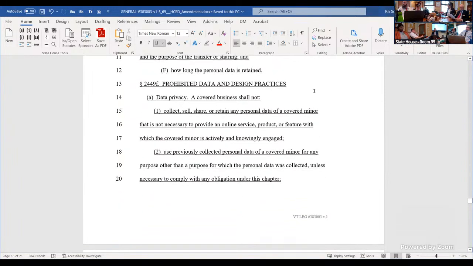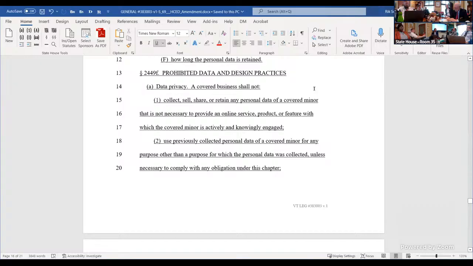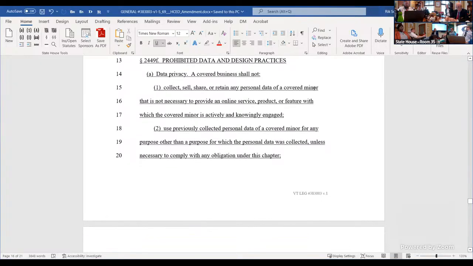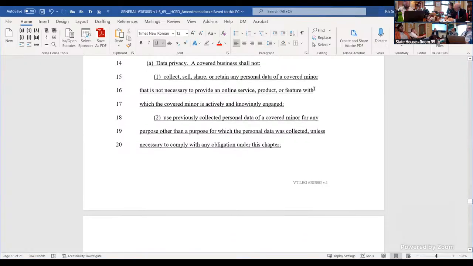2449F, prohibited data and design practices. So first part is data privacy. A covered business shall not collect, sell, share, or retain any personal data of a covered minor that is not necessary to provide an online service, product, or feature with which the covered minor is actively and knowingly engaged. Pretty big restriction there. Use previously collected personal data of a covered minor for any purpose other than a purpose for which the personal data was collected, unless necessary to comply with any obligation under the chapter.